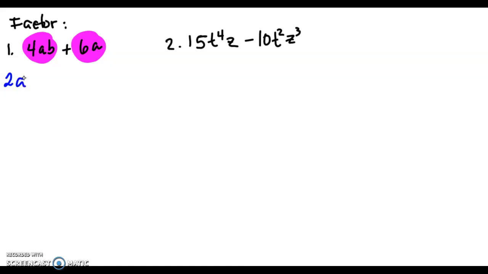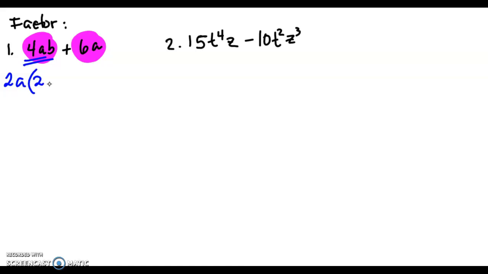Now, to factor that out, we need to know if we take a 2a away from both of these terms, what are we left with then? So we factor out a 2a. Now, if we take a 2a out of 4ab, what are we left with? 2 times what is 4? 2. So 2 times 2 would be 4.